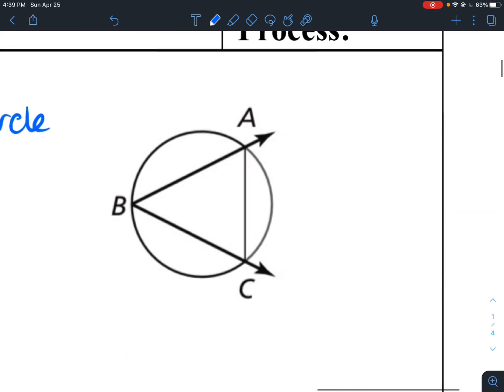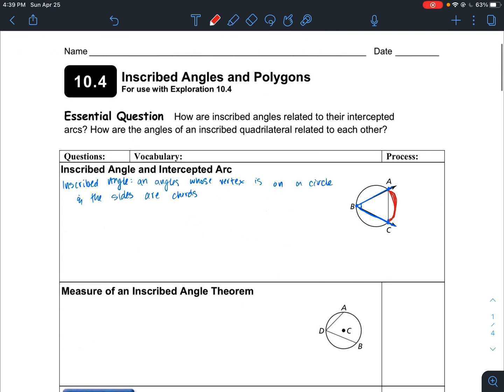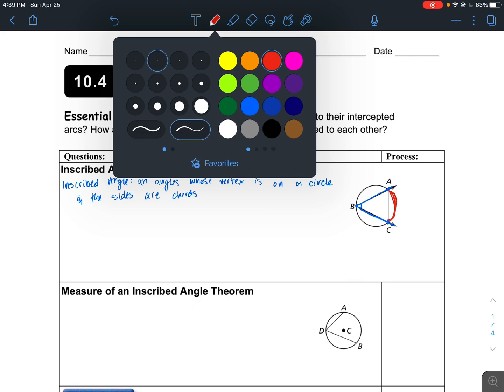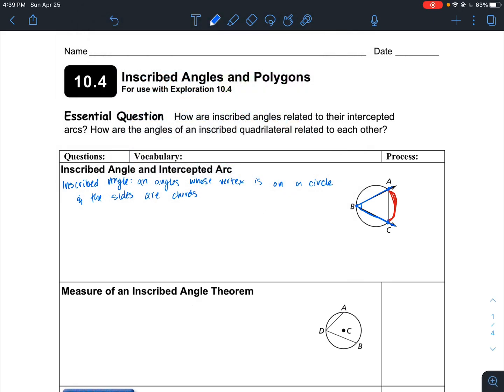But here you can see that we have an angle, and the angle is on the circle. Now from here, A to B and A to C, this is a chord and this is a chord right here, and then you can see that we also have created this minor arc from this angle. And this is what we call the intercepted arc. So an arc that lies between two lines, rays, or segments.